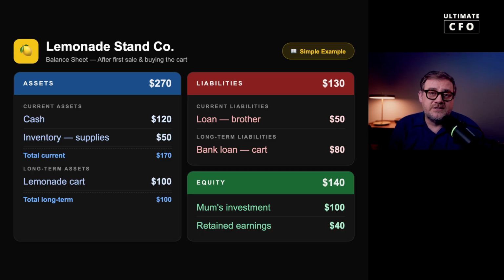On the liability side, this works very similar. The bank loan, let's say it's a 3-year loan, so it's a long-term liability. On the other hand, the loan from your brother, he wants it back at the end of the summer, so that's what we would call a current liability.